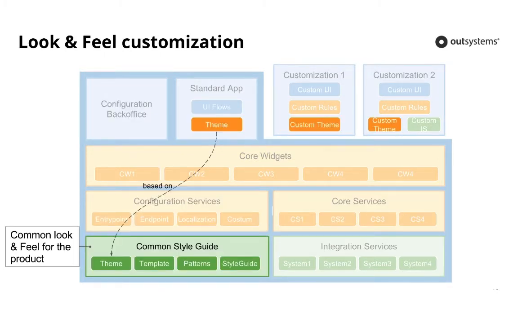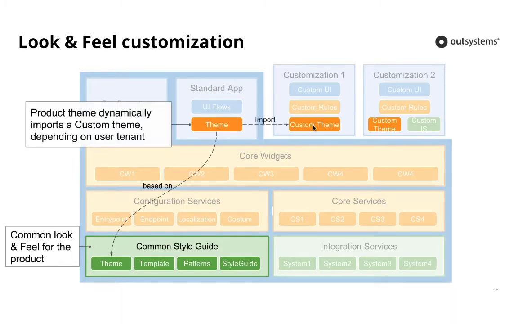The look and feel can also be customized, so the product must supply a common style guide with the common look and feel for the product, and the standard application will exercise this style guide. But besides being based on the standard style guide, the standard application team also imports some custom theme depending on the current user tenant. This means that you can override some classes or do some minor changes to affect the look and feel of a specific customization.